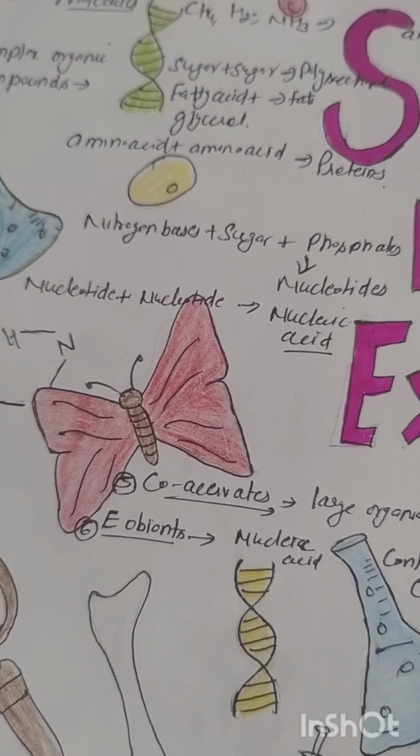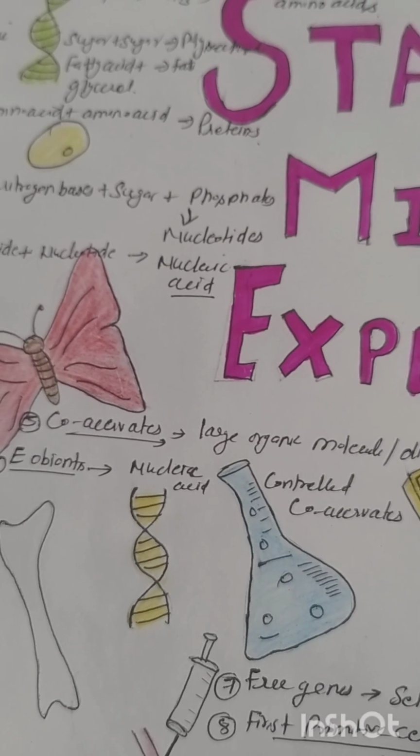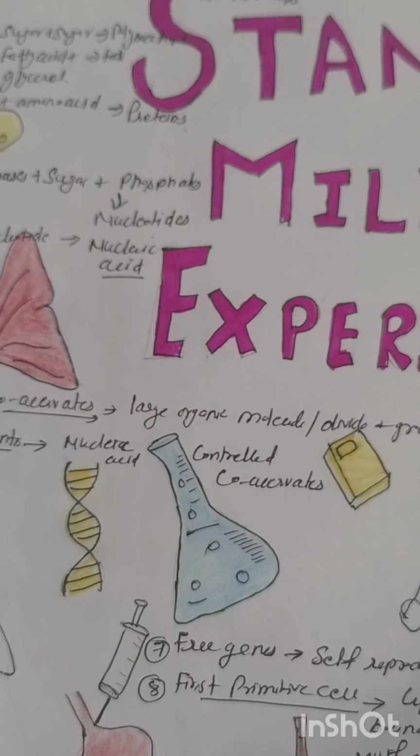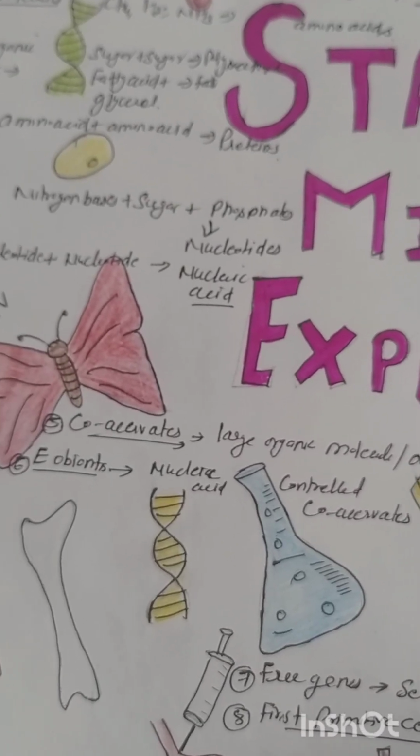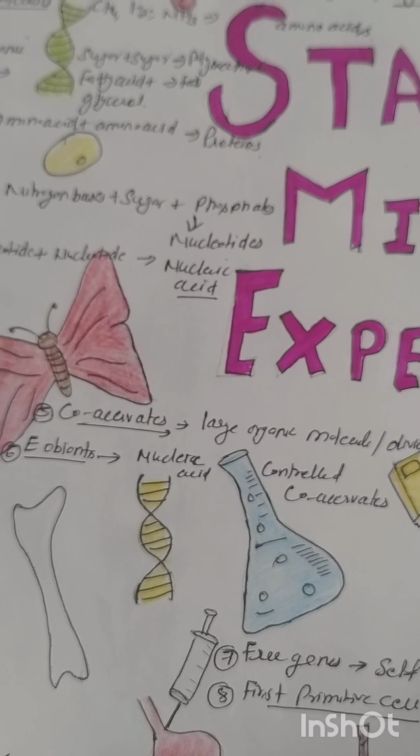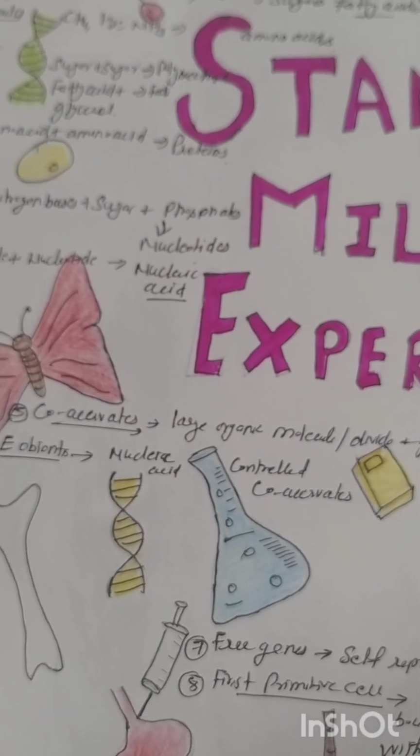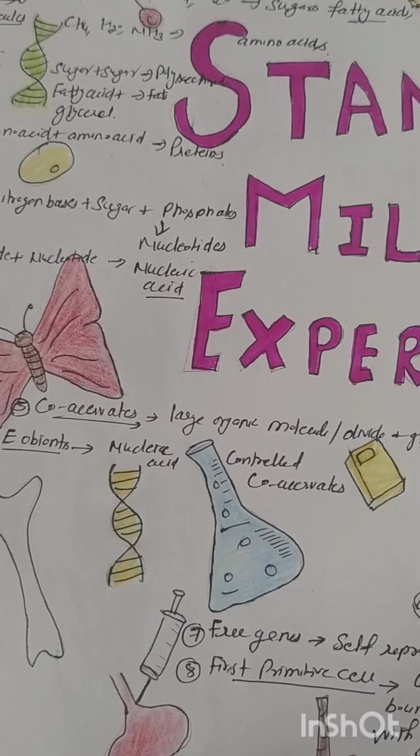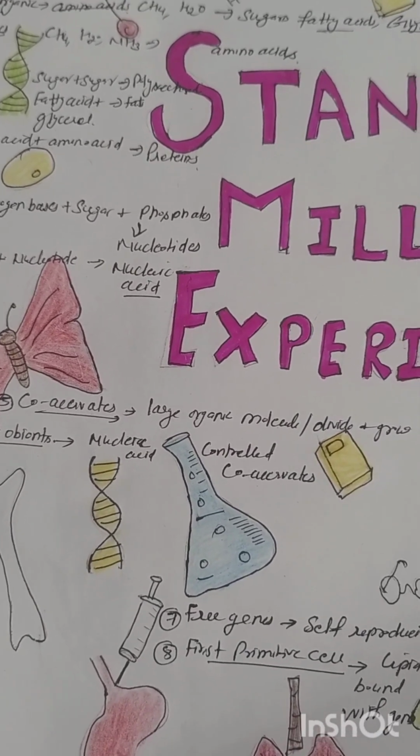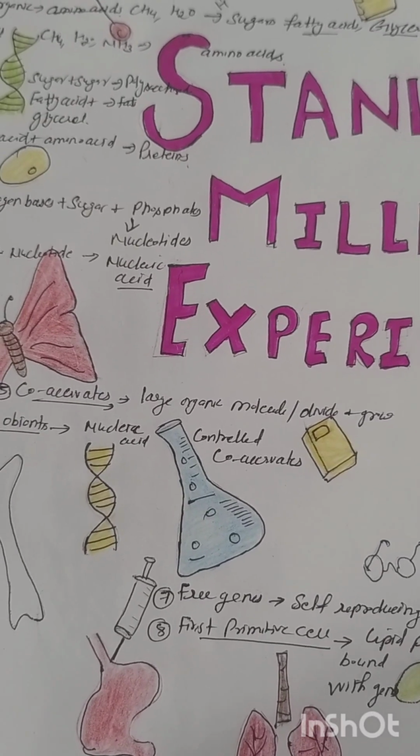So in this way, the coacervates are formed here, which are aggregates of large complex organic molecules, and they can grow and they can divide. Then eobionts were formed, nucleic acid controlled coacervates, and free genes which can self-reproduce, and these are the nucleoprotein combinations. Then the first primitive cell, which was a lipid protein membrane bound cell unit with the genes.